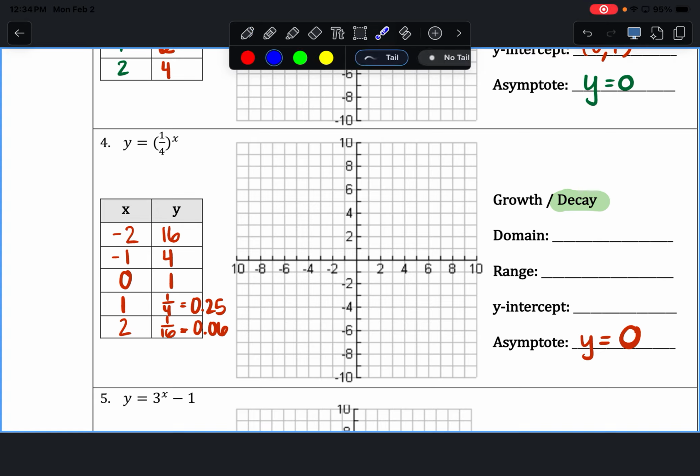So can I graph the point -2, 16 on there? No, it doesn't quite fit. So I just go to the next one. -1, 1/4, I can graph it. 0, 1, I can graph. 1, 1/4, I can graph. Now, can it ever touch the x-axis? No. What is the x-axis in this case? What is that called? Asymptote. Then you draw in the shape of the graph, and that is our function.